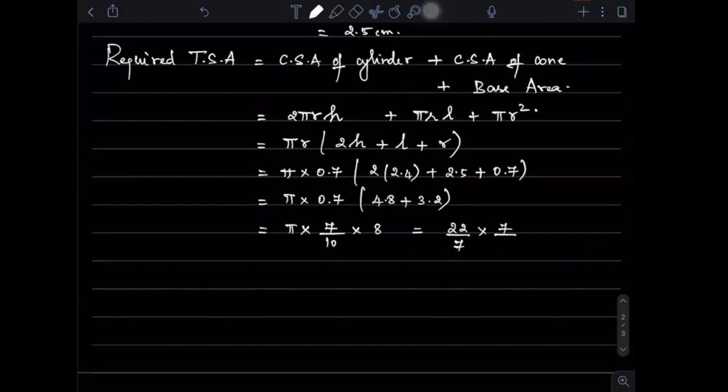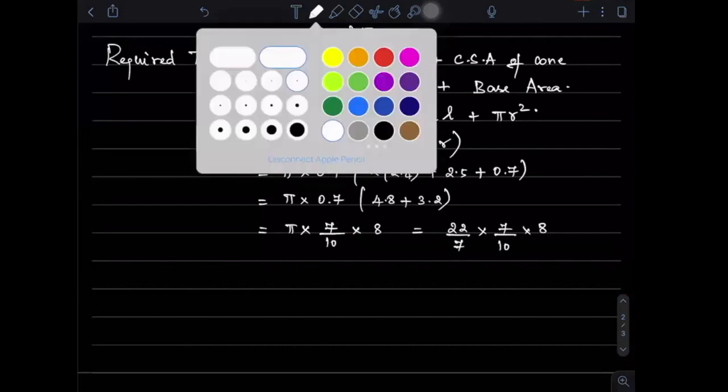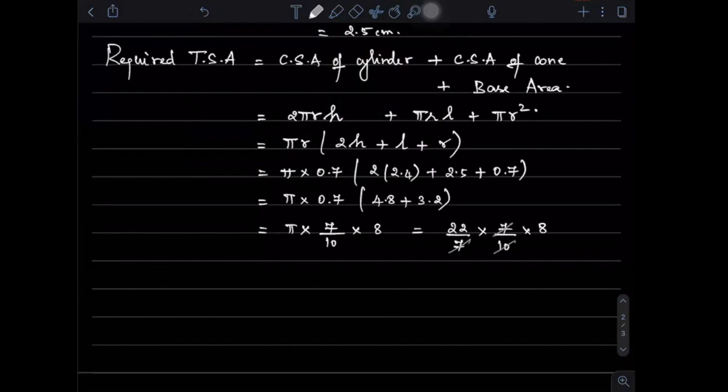நான் தான் சொன்னேன், முடிஞ்ச அளவுக்கு multiplication குறைச்சுக்கோங்க, factorization try பண்ணுங்க. This 7 goes out, 5 times 2.2. 2.2 into 8, 4 times. So what do I get? Final simplification 88 by 5. I get 88 by 5. So the final answer is 17.6, your required TSA.